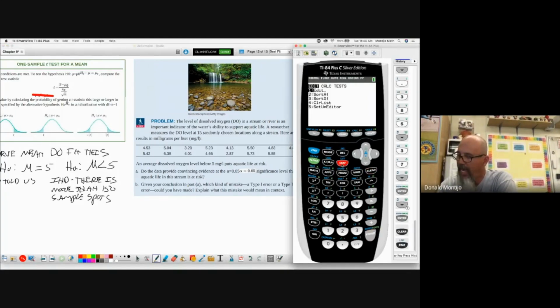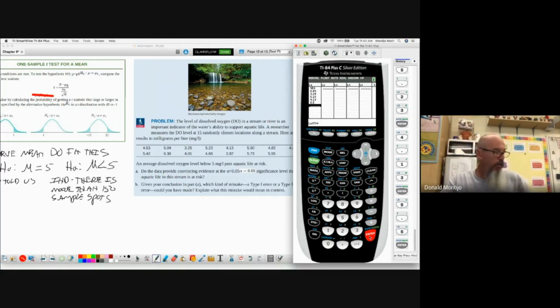Remember, if we go to stat, edit, and we're going to put some data in our lists. Unfortunately, I did not pre-do this for you guys. 4.53, 5.04, 3.29, and I'm just going to type all these in. Okay, 5.23, 4.13, 5.5, 4.83, 4.4, 5.42.